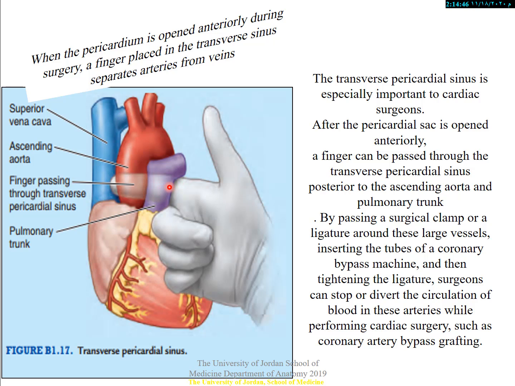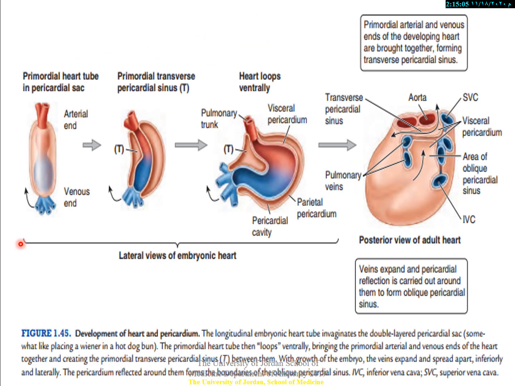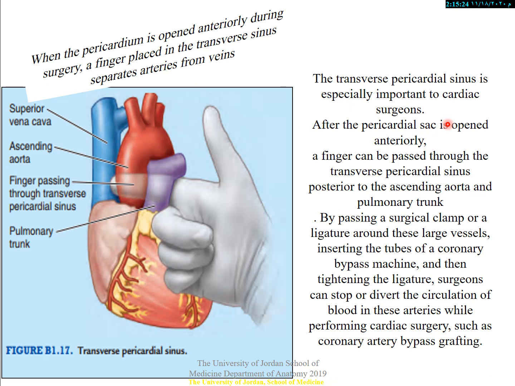What is in front of your finger? Nothing but the arterial end. What is the arterial end? It is the future ascending aorta and the pulmonary trunk. And what is behind your finger? It is the venous end. Go back to this: venous end, arterial end, between them the transverse sinus. Now I am putting my finger here, and in front of it are two arteries, the pulmonary and the aorta. Behind it, of course, the superior vena cava.